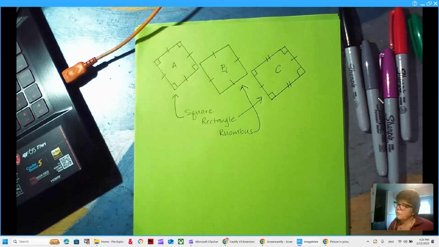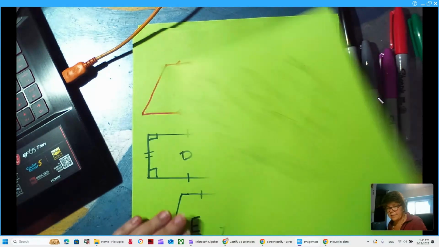When you draw a quadrilateral, what should you include to make sure someone can identify what type of quadrilateral it is? Angle measures and right angles and side lengths. Very good. And today we're going to be sketching and identifying quadrilaterals with given properties. So that should be a fun lesson today.